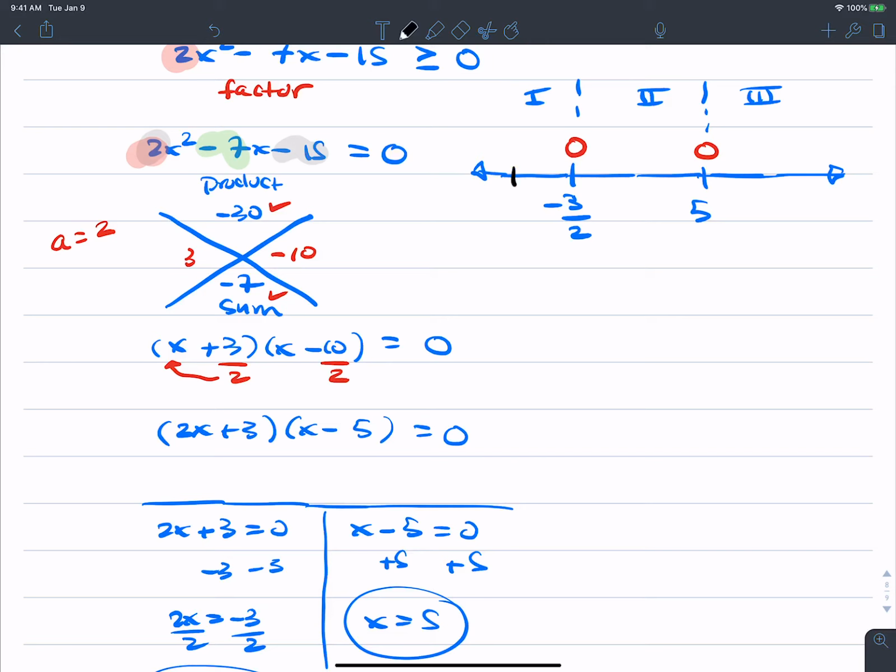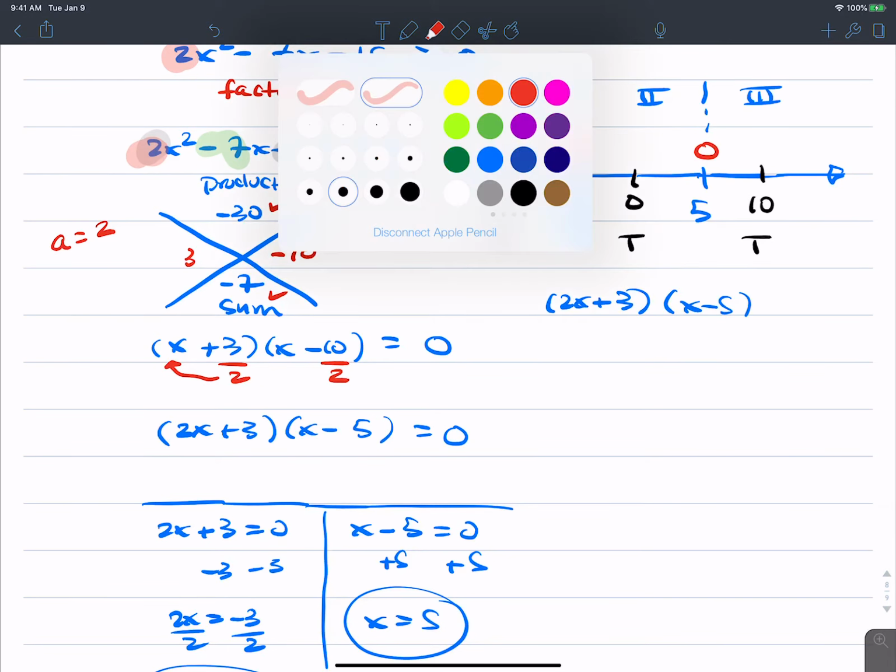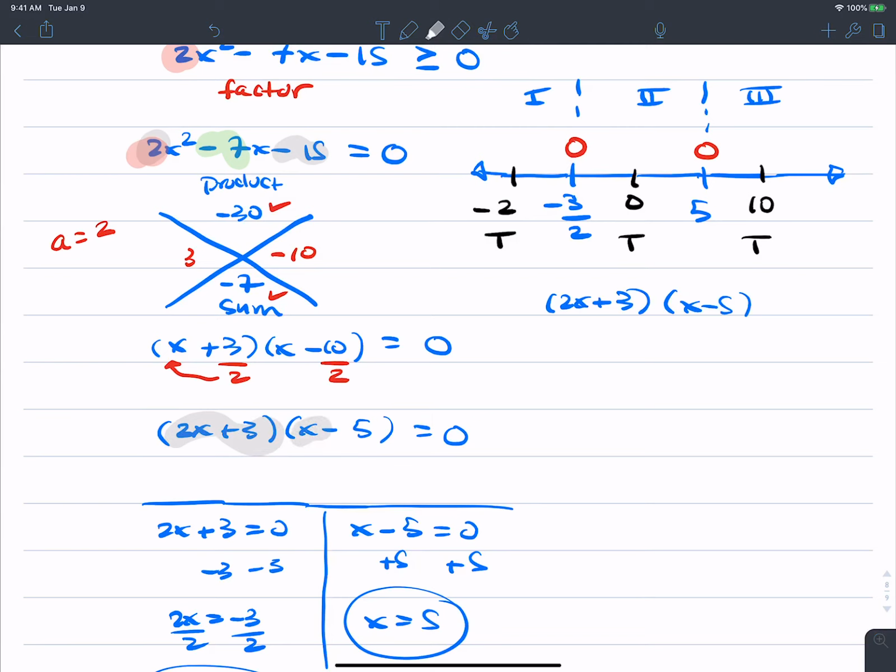Region 1, we need a number to the left of -3/2, which is -1.5. A -2 will work as a test point. We need a number in region 2 between -3/2 and 5. 0 is a test point, and we need a number to the right of 5, like maybe 10 again, but we can use 6 as a test point. And again, use the factored form. Test 2x plus 3 times x minus 5. You factored, use that to test the signs in sign analysis.